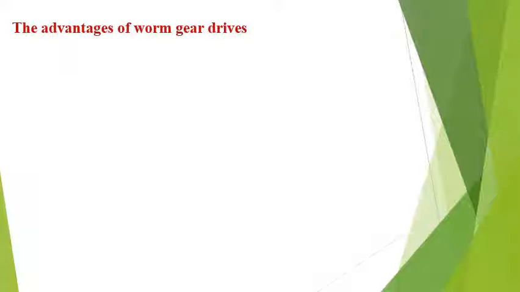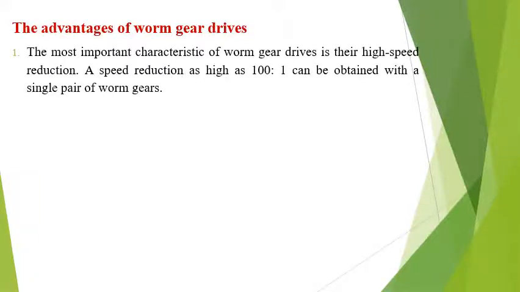So what are the advantages of the worm gear drives? First of all, the most important characteristic of worm gear drives, and why they are used, is that for applications which require high speed reduction, worm gears are generally used. A high speed reduction as high as 100 to 1 can be obtained with the help of a single pair of worm gears. That is the first advantage.